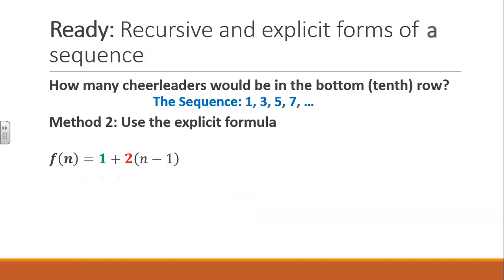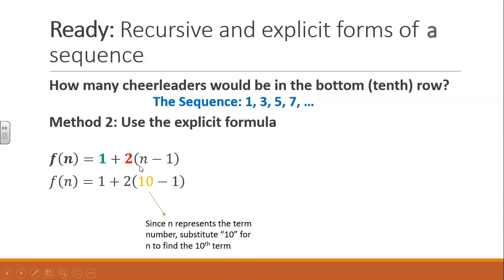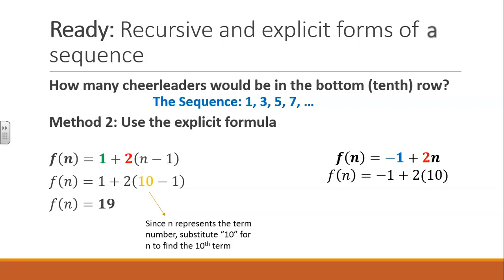Method 2, we want to use the explicit formula. So we have f of n equals 1 plus 2 times the quantity n minus 1. Since we want the 10th row, we'll substitute 10 in for n, and then we simplify. If you use the other explicit formula that we had, you're still substituting in 10 and simplifying.